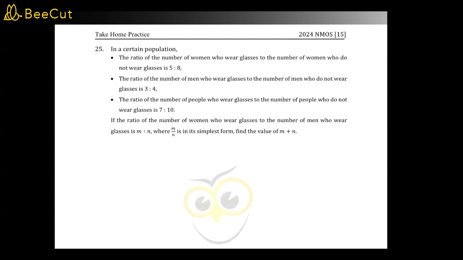Now let's move on to question 25. So we check those who are wearing glasses to those who are not wearing glasses. Then we have the men and the women.